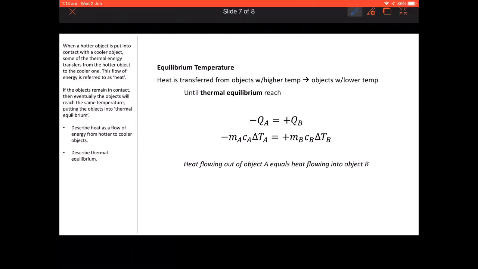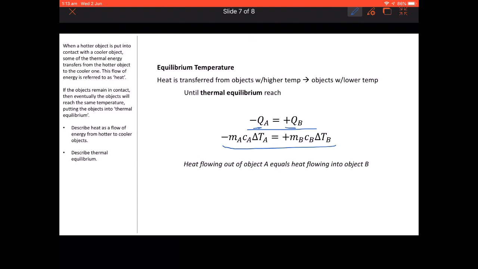What this is saying is that the heat that flows out of object A is going to be equal to the heat flowing into object B. Say that object A is hotter than object B. If they're in contact, then the heat is going to flow from object A to object B. Any heat that object A loses, object B will gain. Therefore, the heat that is leaving object A is going to be equal to the heat that object B is gaining.